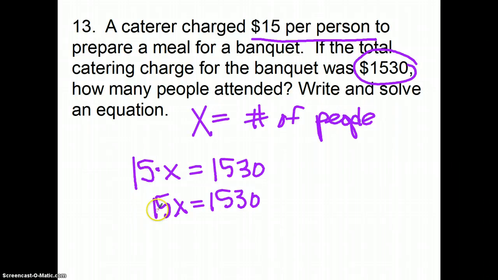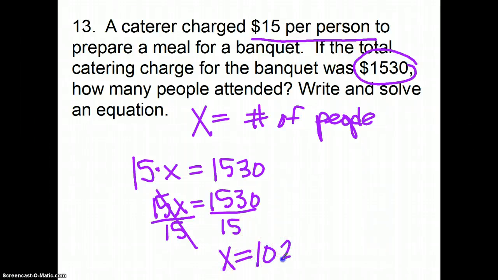So the operation between the 15 and the x is multiplication. So to undo that, I have to divide. So 15 divided by 15 is 1, so that goes away. And then 1,530 divided by 15 is 102. So 102 people attended the banquet. Do not forget the label. Do not forget it.